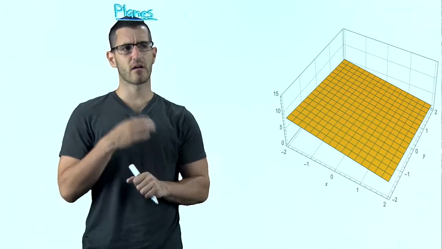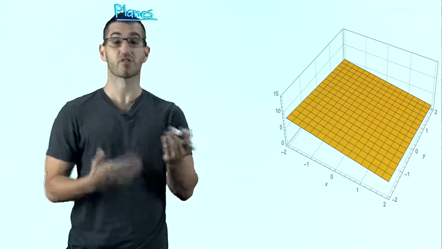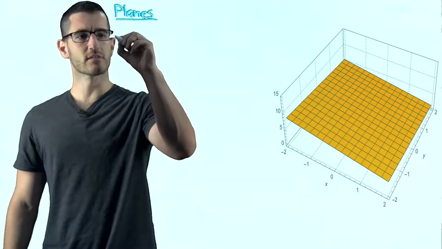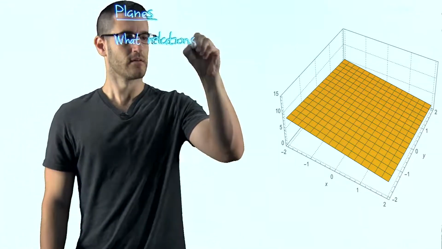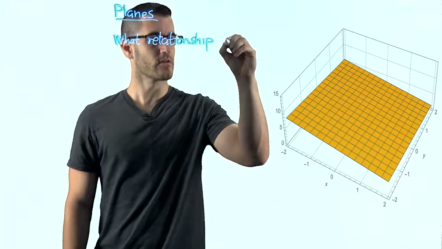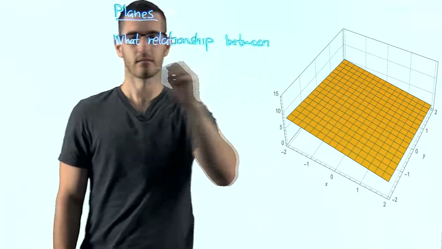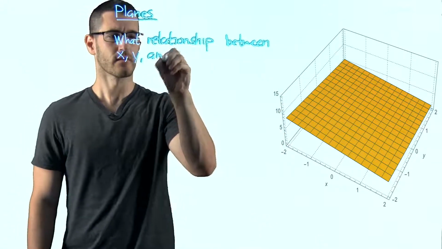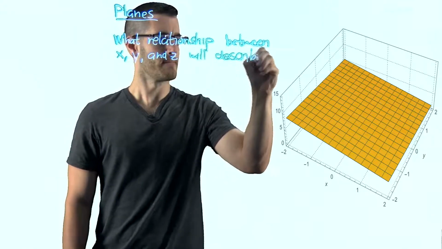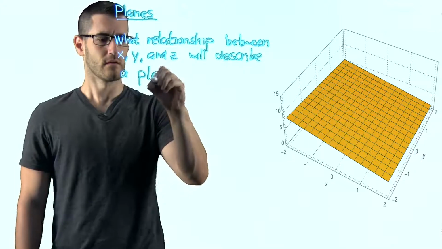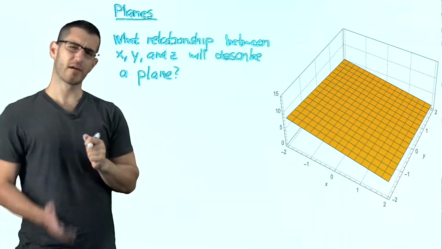So qualitatively, we have a flat surface, but how do we actually describe that mathematically? In other words, the question is, what relationship between our coordinates x, y, and z will describe a plane?